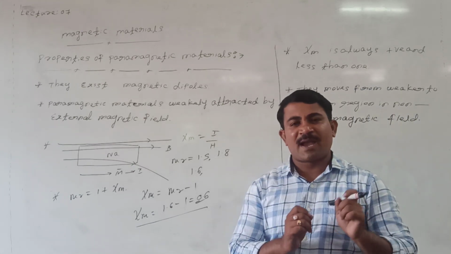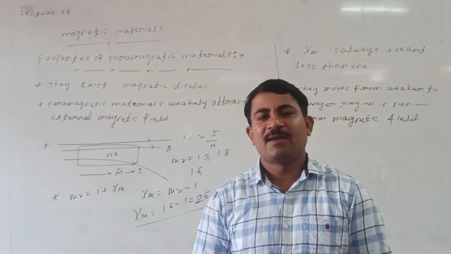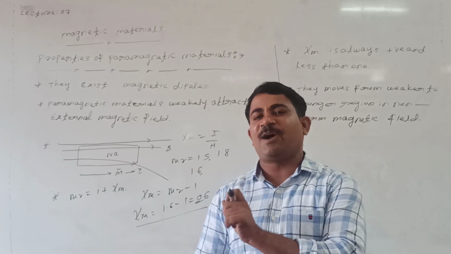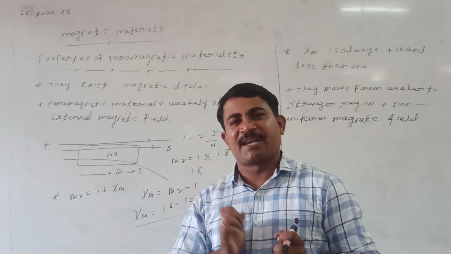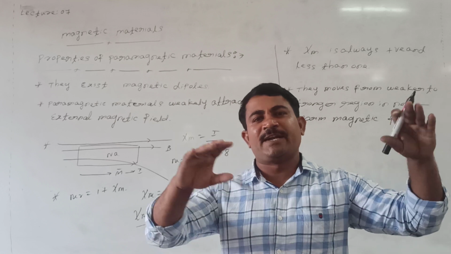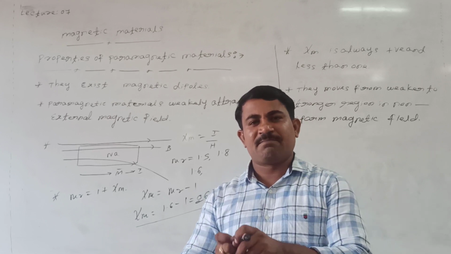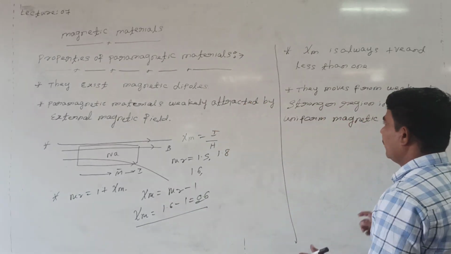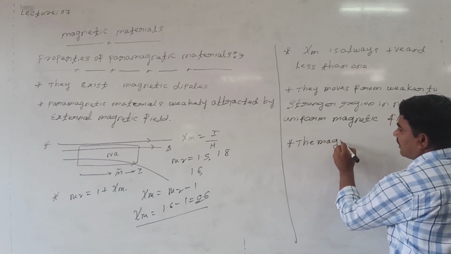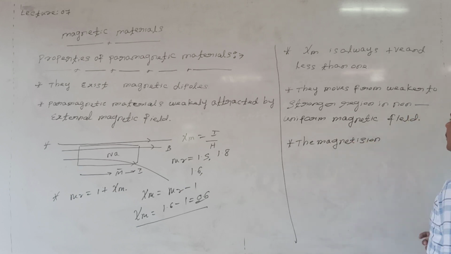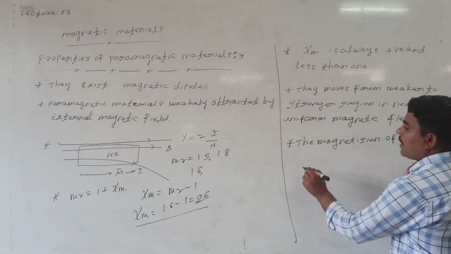Already I said that when the external magnetic field is removed, all magnetic dipoles again try to align randomly in all possible directions so that the net magnetic moment is zero. I mean, the magnetic susceptibility or magnetization of a paramagnetic material depends on temperature. When the external magnetic field is applied, they try to align along the direction of the applied field. When it is removed, they again align randomly. On that basis, magnetization and magnetic susceptibility depend on temperature. See here, next property I can call: the magnetization of paramagnetic materials depends on temperature.